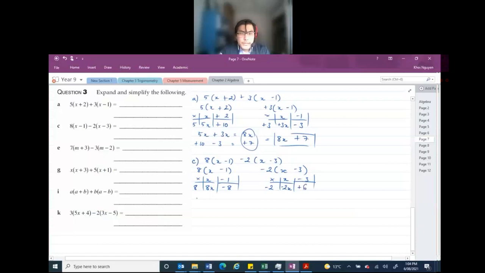So we have 8x minus 2x. That's going to be 6x. Then negative 8 plus 6. Well, that's going to be negative 2. Okay. Combine them together. That's going to be equal to 6x minus 2.